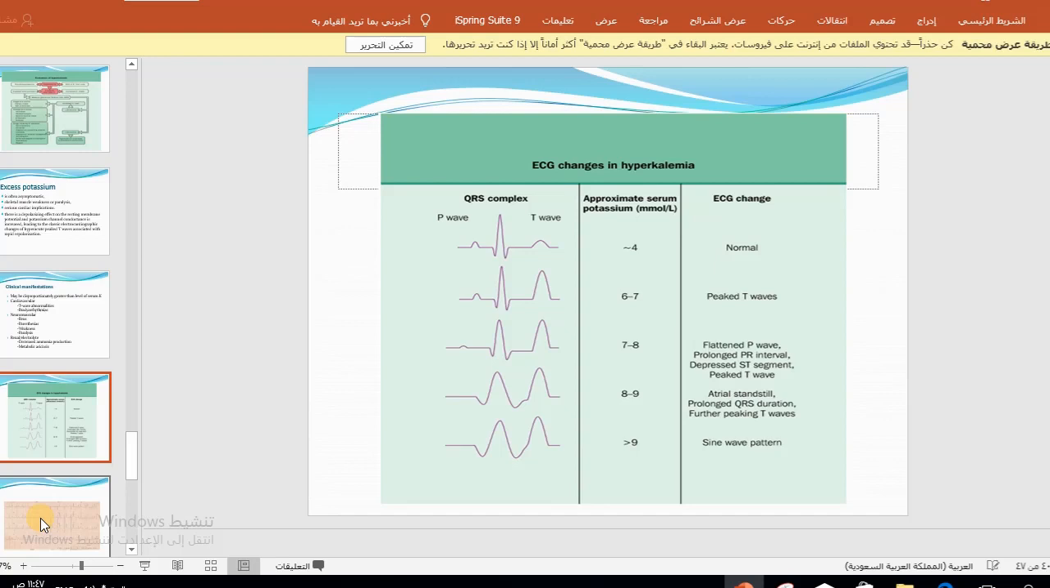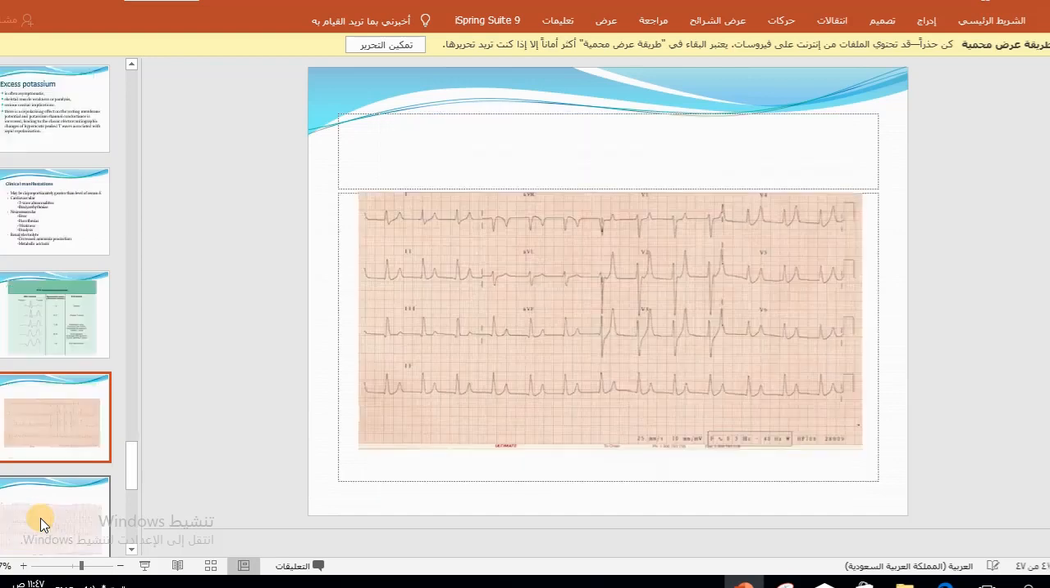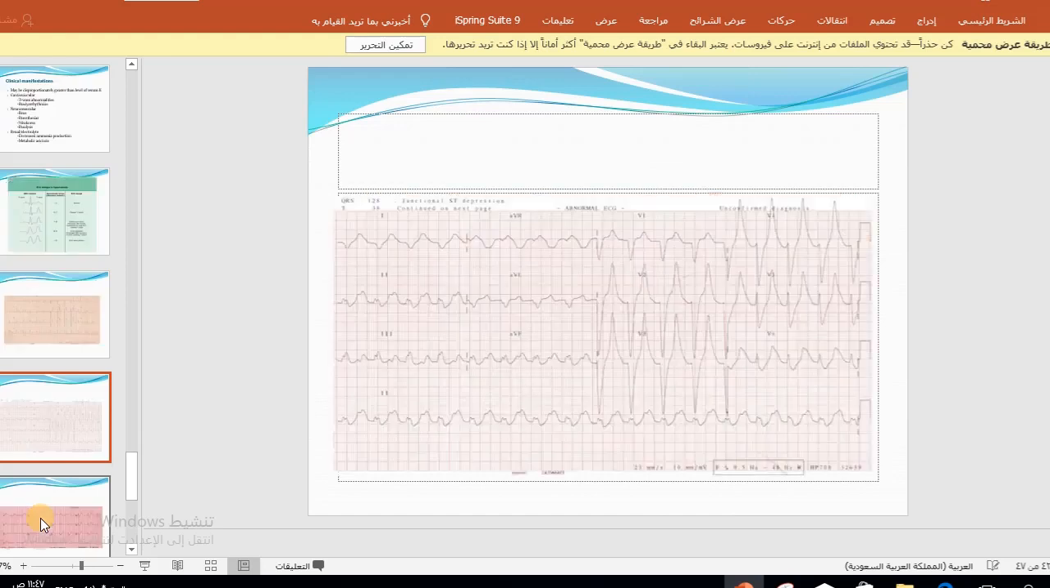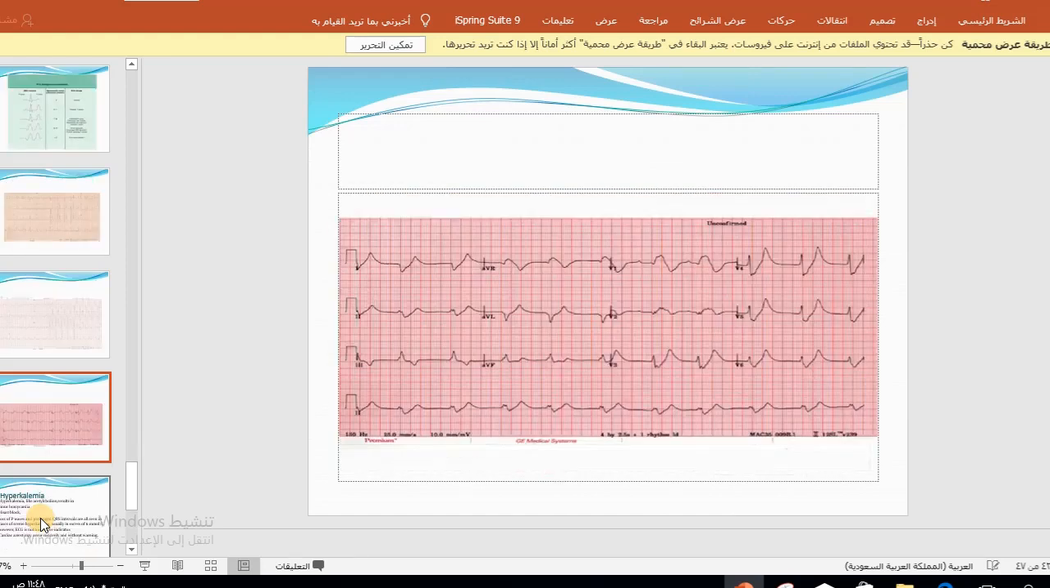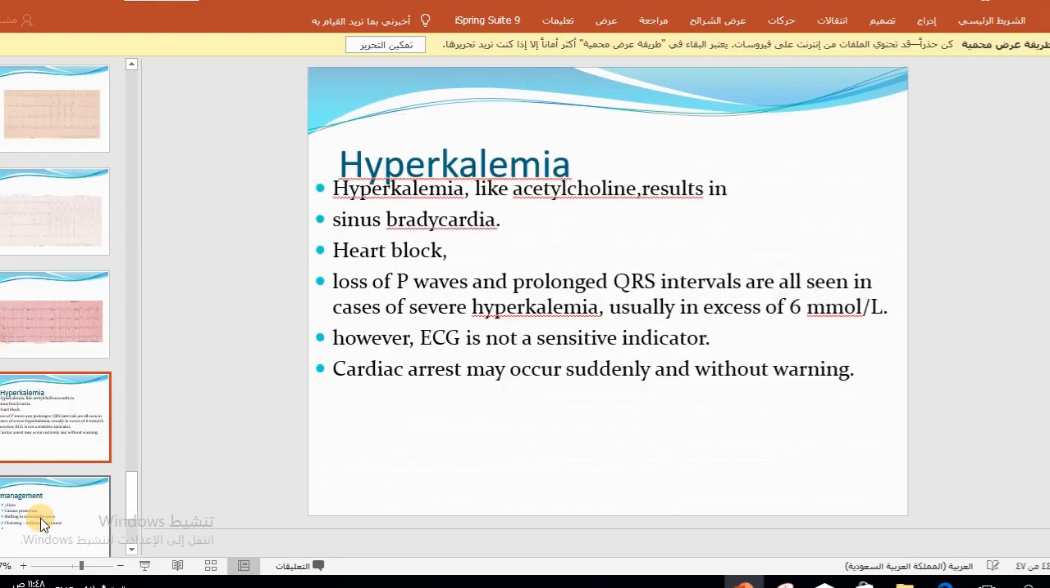These ECG changes are most likely linked to the level of the potassium and the speed at which it develops. As you can see, tented T wave and widening of the QRS complex, depression of the ST segment, and this is sine wave. Hyperkalemia, like acetylcholine, results in sinus bradycardia, heart block, loss of P wave, and prolonged QRS interval, all seen in cases of severe hyperkalemia, usually more than 6. However, ECG is not a sensitive indicator. The sensitive indicator is the number. Once you have potassium more than 6, you have to treat, because cardiac arrest may occur suddenly and without warning.